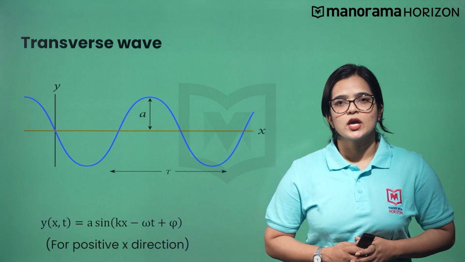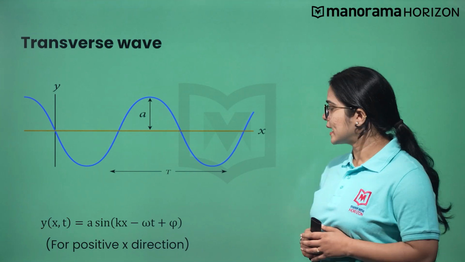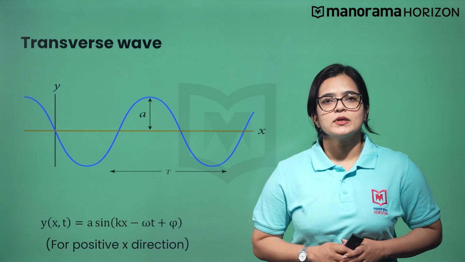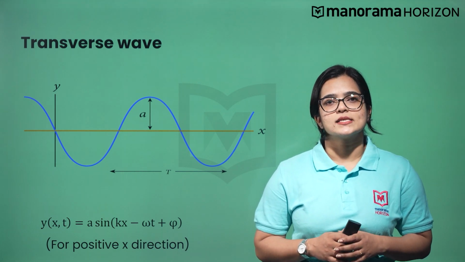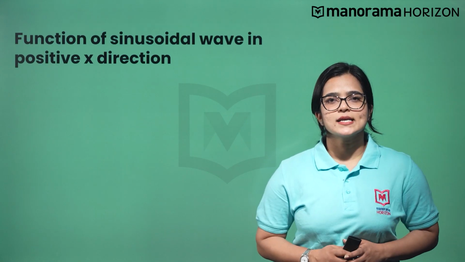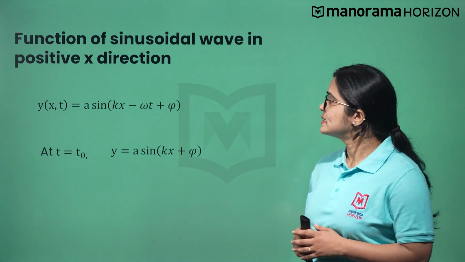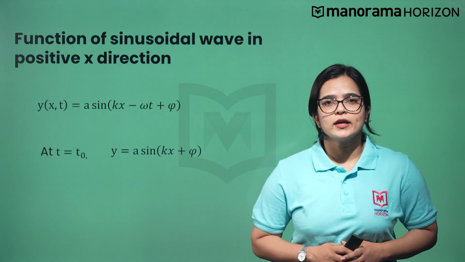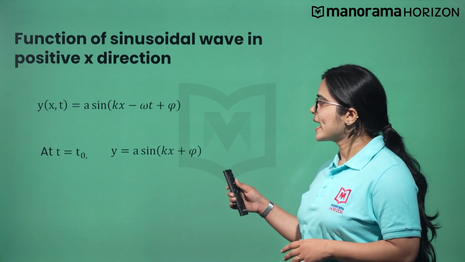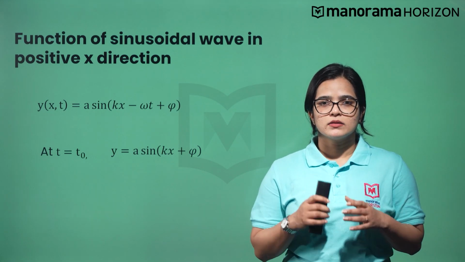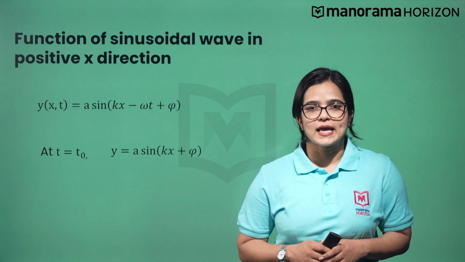y(x,t) equals the displacement as a function of position x and time t. A is the amplitude of the wave, ω is the angular frequency of the wave, and k is the angular wave number. To understand clearly, consider a fixed instant at t = t₀. Then the argument of the sine function can also be described as y = A sin(kx + φ).